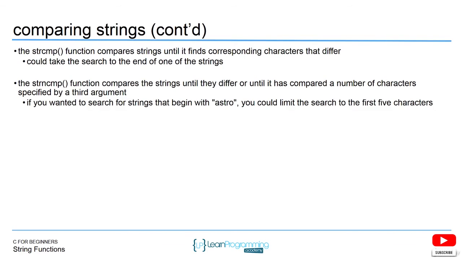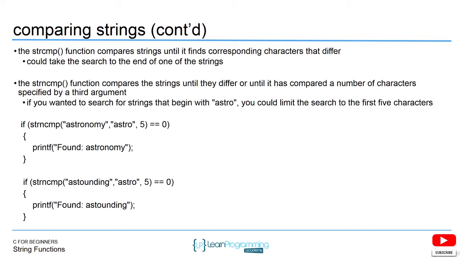So it would be useful if you're only looking for a prefix. If you wanted to search for strings that begin with "astro", you could limit the search to the first 5 characters, and you would use strncmp this way. You see that we say equals equals 0. You often see an if statement like this when you're using strcmp. You see strcmp inside of an if statement and the equals equals 0 to say that it's equal. So if strncmp uses the first 5 characters, it compares "astro" to the first 5 characters of "astronomy", it's going to say that it found it. It's going to be equal to 0 and it's going to say found astronomy.